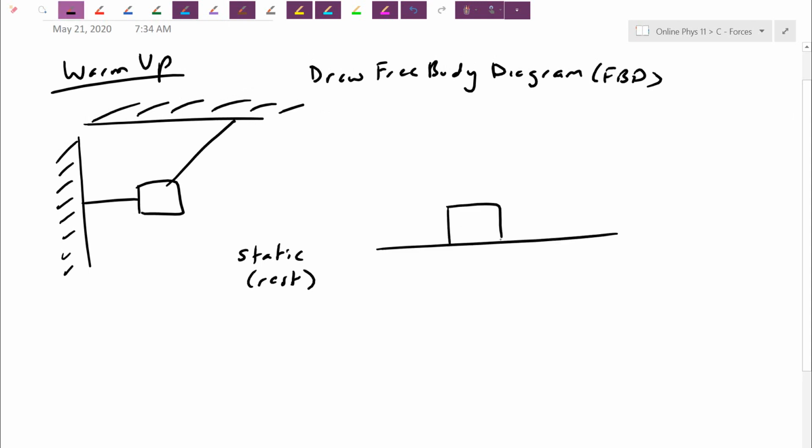Let's say I have a cart. I'm dragging a cart behind me here. I'm applying a force here along an angle. I'm trying to just pull it to the right. And let's imagine that this cart moves to the right. Again, we're going to come back in a later lesson to actually analyze this in more detail. For the time being, I just want you to do a free body diagram. All right? So, what are the forces that act on this?